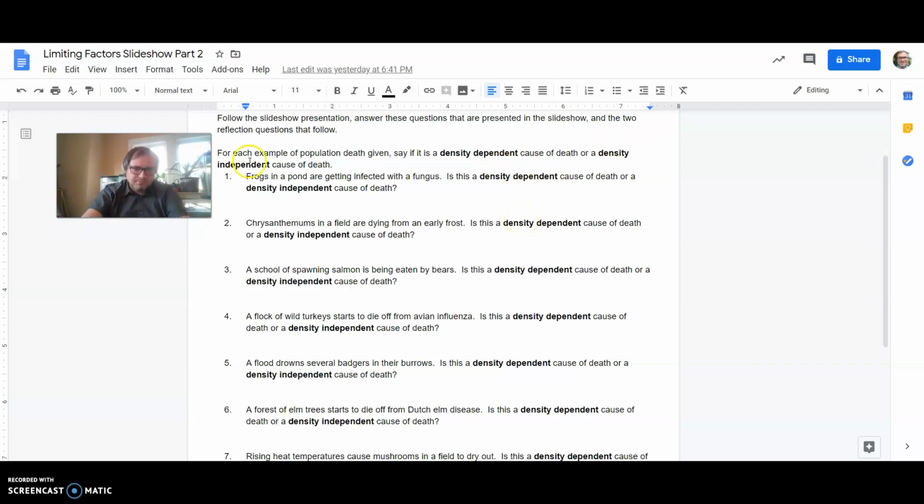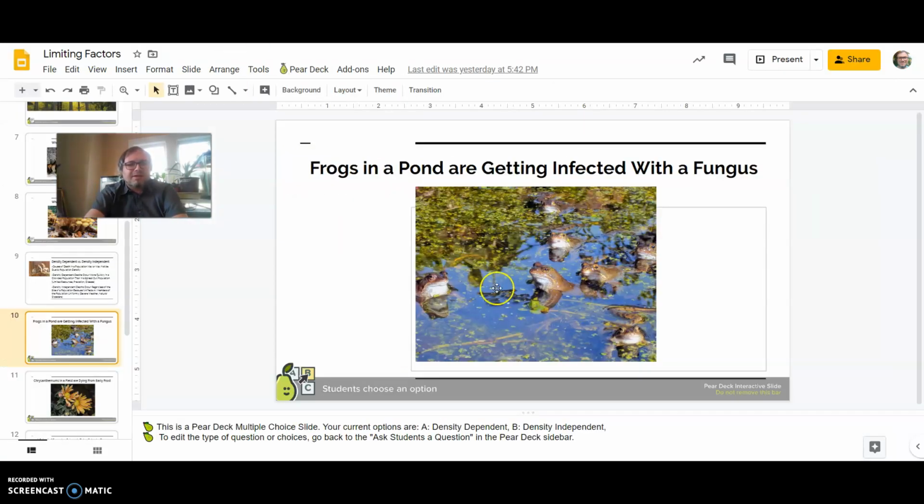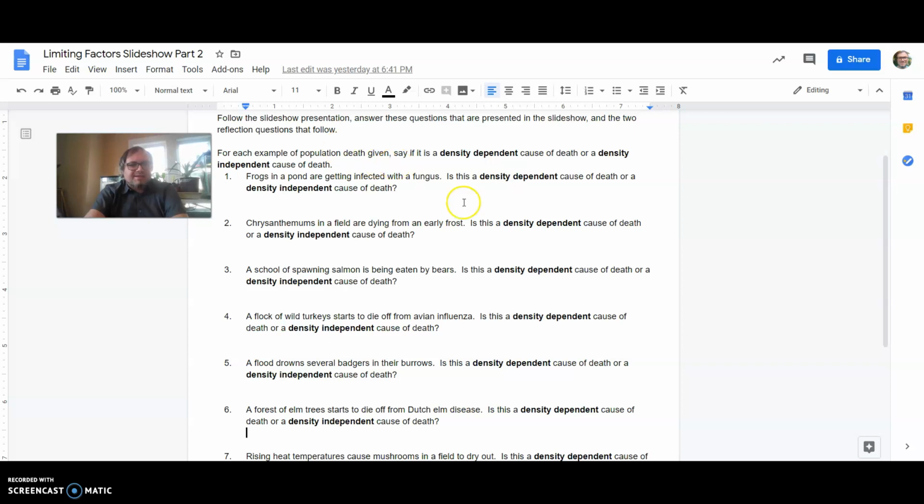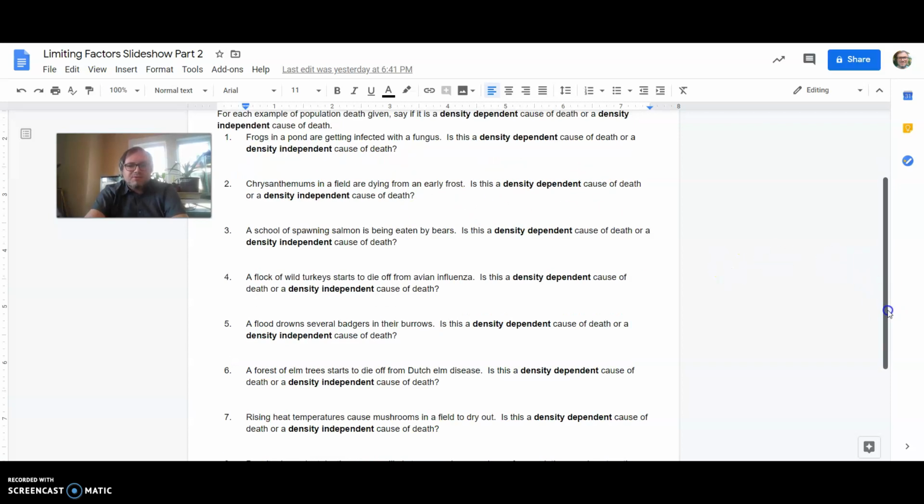So again, look at the example. So for example here, like frogs in a pond are getting infected with a fungus, and then you'll determine if it is density dependent, more likely to kill them off one by one if they're close together, or if it's density independent. Would it affect them equally if they were far apart or close together? And again, the slides that we're looking at for that one are the ones that look like this. So here's our frogs in a pond getting infected with fungus. That's what the frame looks like. So it just asks a question for each one of those.